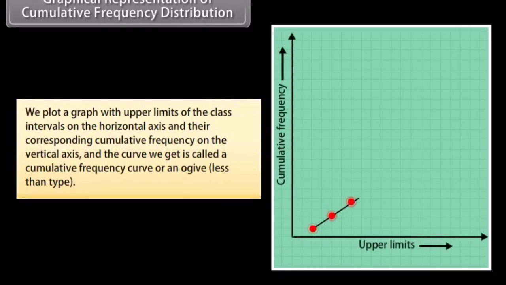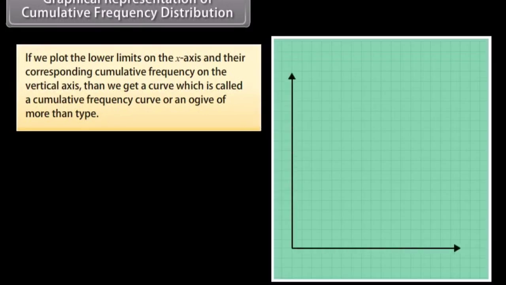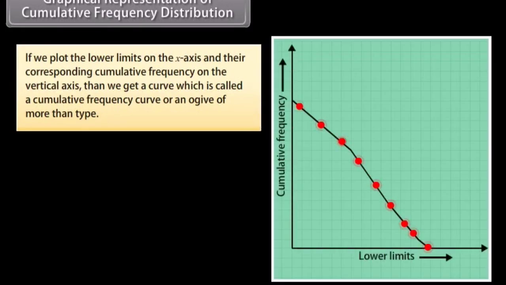Graphical representation of cumulative frequency distribution. In this, we plot a graph with upper limits of the class intervals on the horizontal axis and their corresponding cumulative frequency on the vertical axis. The curve we get is called a cumulative frequency curve, or an ogive of less than type. If we plot the lower limits on the x-axis and their corresponding cumulative frequency on the vertical axis, then we get a cumulative frequency curve, an ogive of more than type.